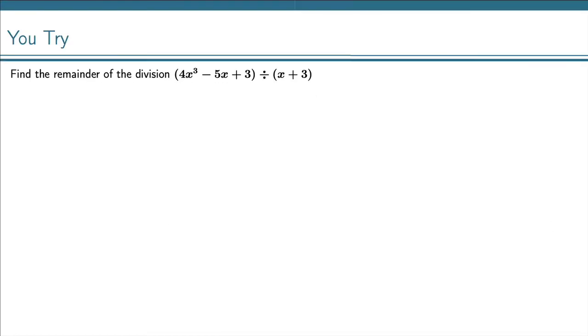Okay, why don't you go ahead and try this. Go ahead and pause the video, and this says just find the remainder of this division. Okay, see if you can try out the synthetic division, and be careful when you're setting it up, and see if you can find that remainder.